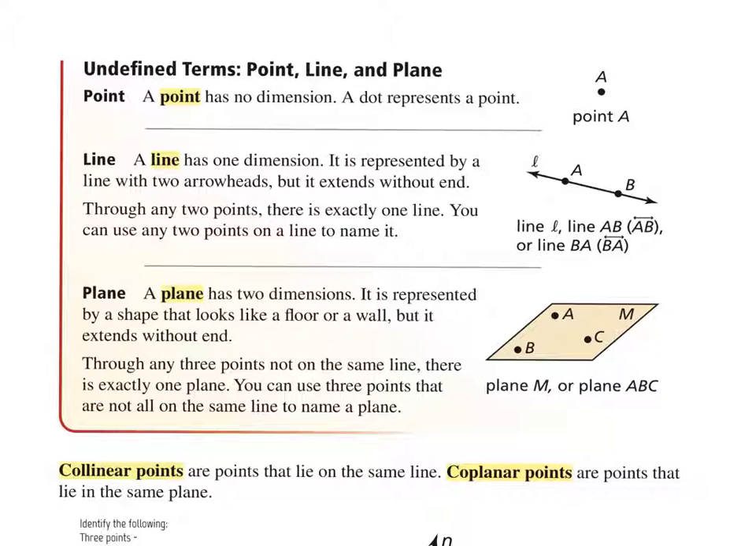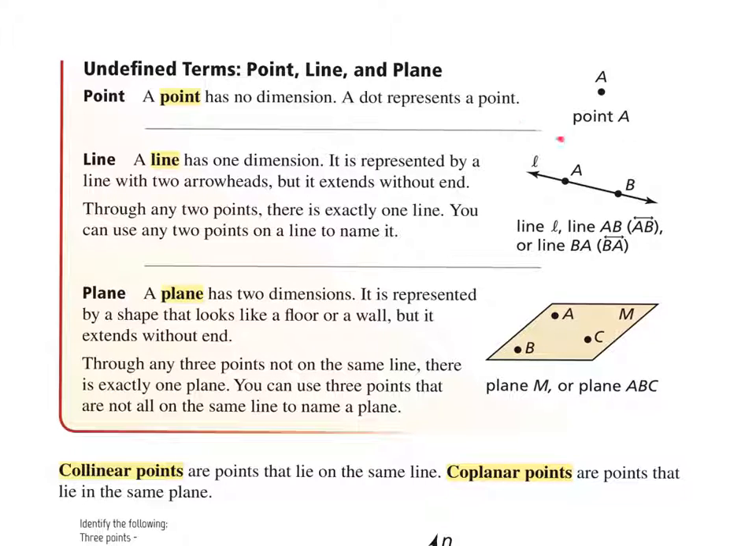So again, a line has one dimension. It's represented by a line with two arrowheads. Again, here's what it's talking about, the line with two arrowheads right there. Don't just put AB with no line above it. That doesn't denote a shape or a line at all. It denotes a distance. So make sure that when it asks you to label or talk about a line in your homework, you have that notation.